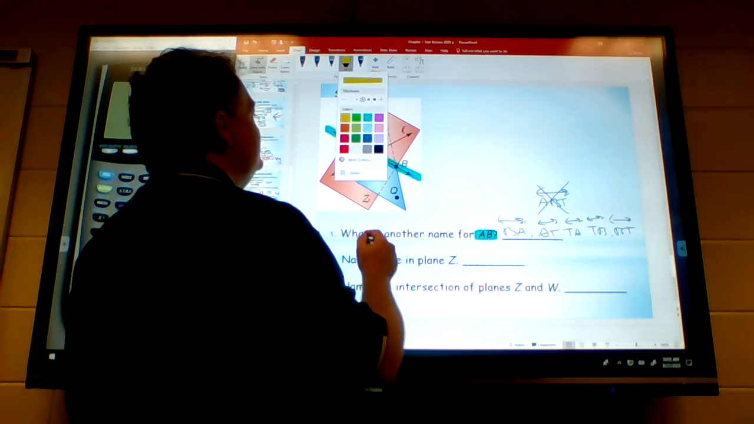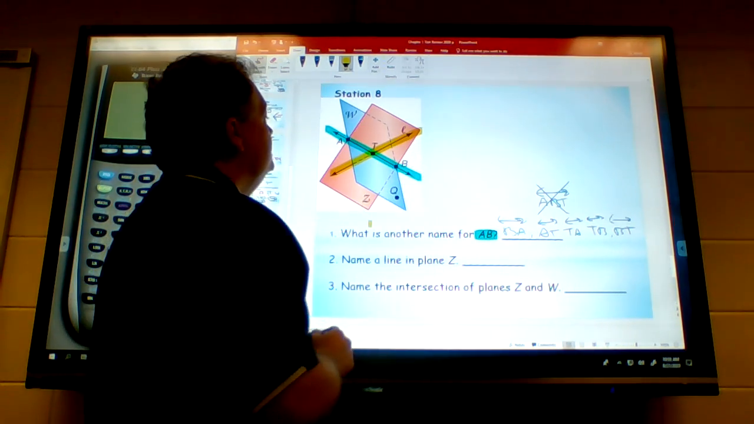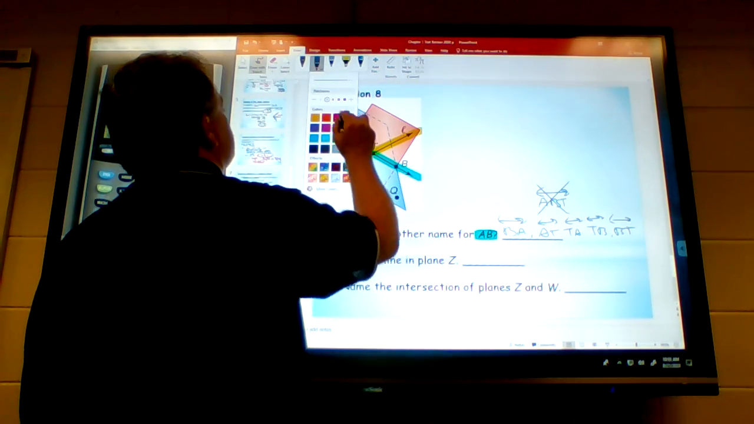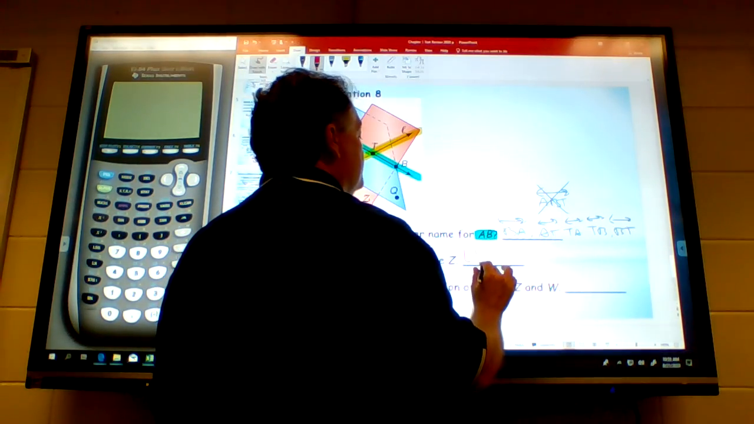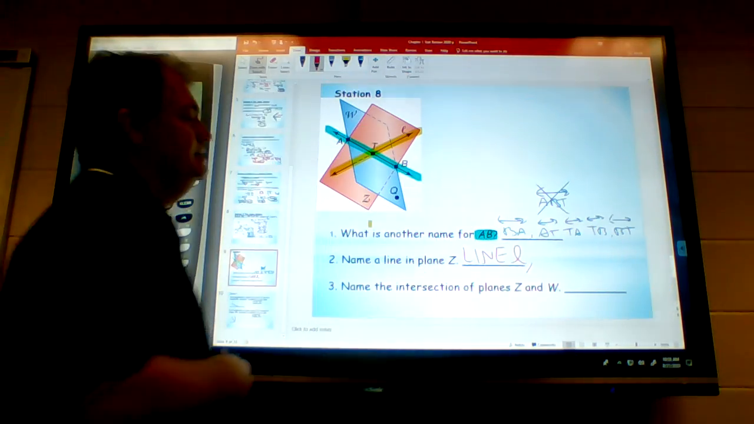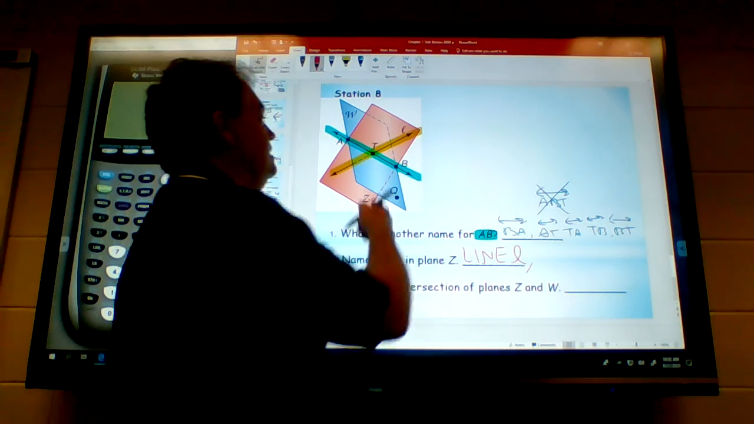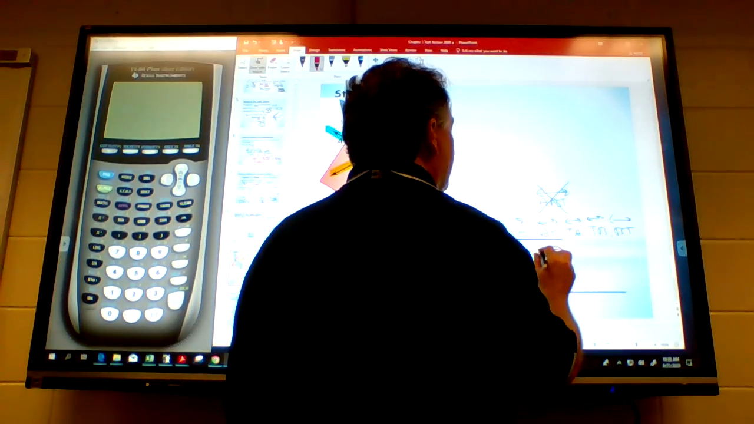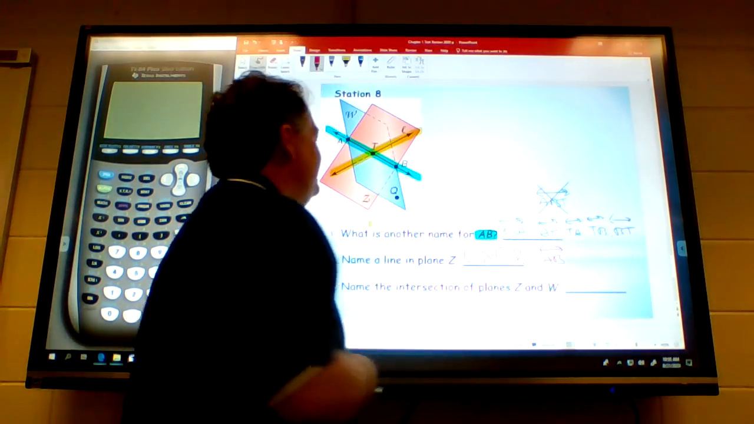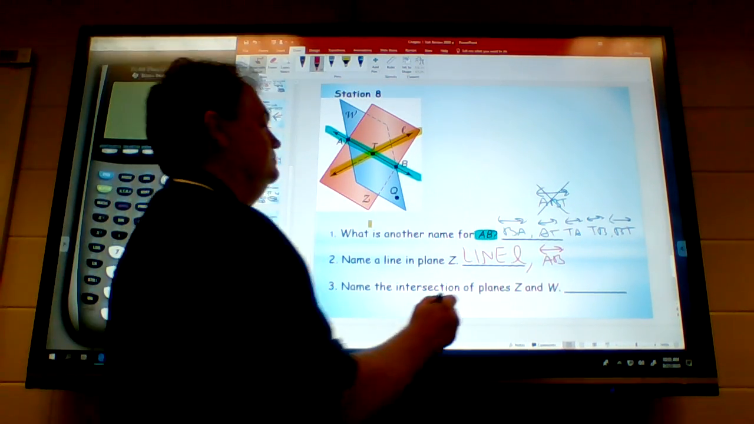name a line in plane Z. Okay, well, there are actually two possibilities. One of them is line L. So you could say line L. Now, you can't put a line symbol above it. You have to actually state that it's a line because it's only one term. The other possibility is right there, line AB. Line AB is also in plane Z because it is the intersection of that plane, or excuse me, is in plane Z. So either one of those.